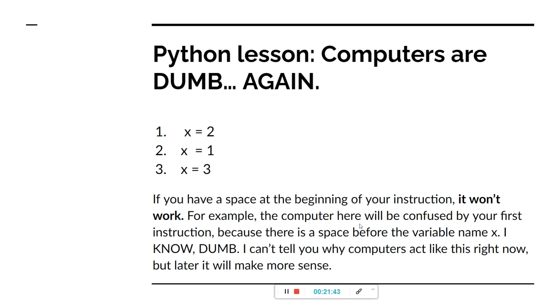For example, the computer here will be confused by your first instruction because there is a space before the variable name x. I know it's dumb. I get it. I can't tell you why computers act like this right now, why they're so dumb, but later on it will make more sense, right?